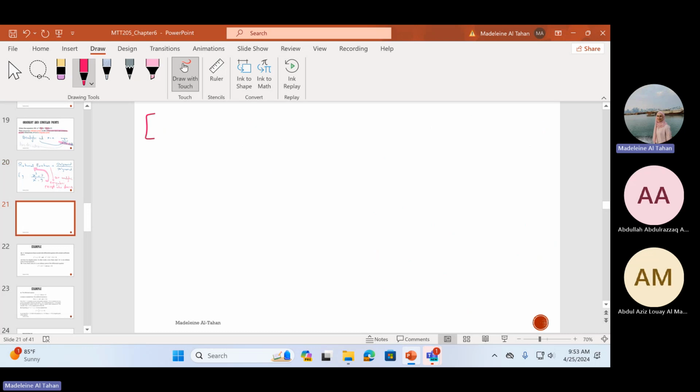Okay, now let's solve this example. We have here e^x y'' - 2y' + 3y = 0.